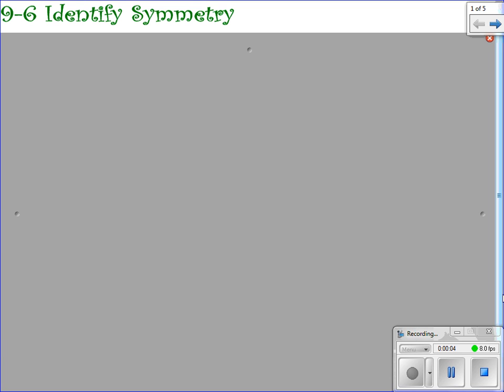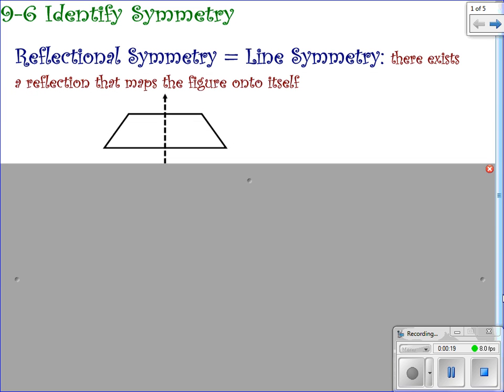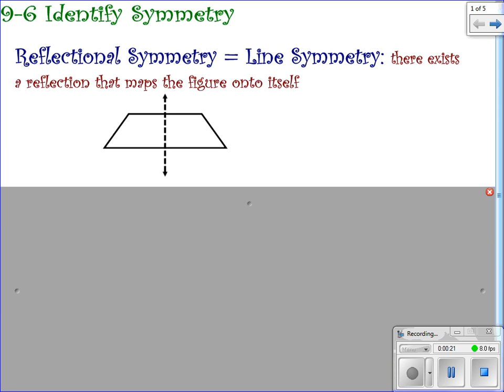Symmetry in this chapter. One third of the test is just going to be on symmetry questions. So we're going to go through symmetry that you've probably seen before, but then also talk about something called rotational symmetry. We'll get to that after we talk about the symmetry that I know you've all seen before.